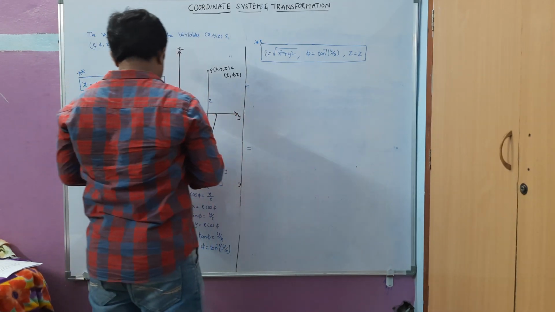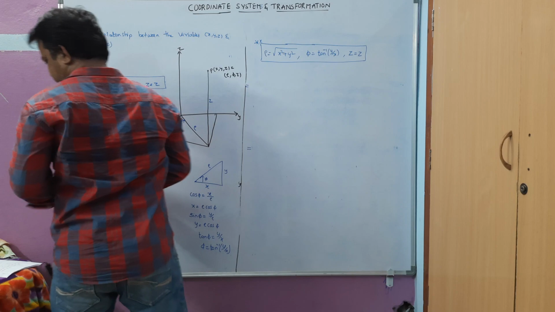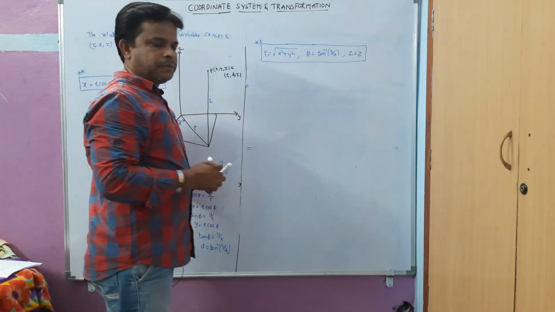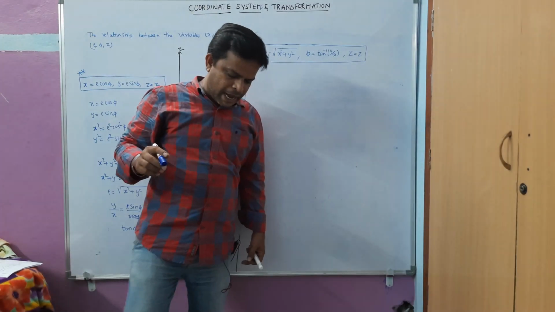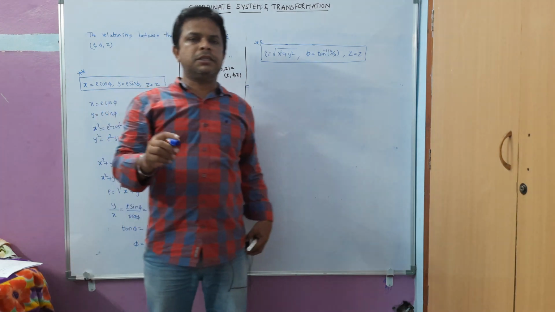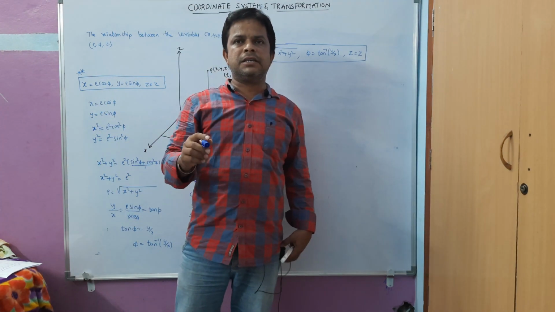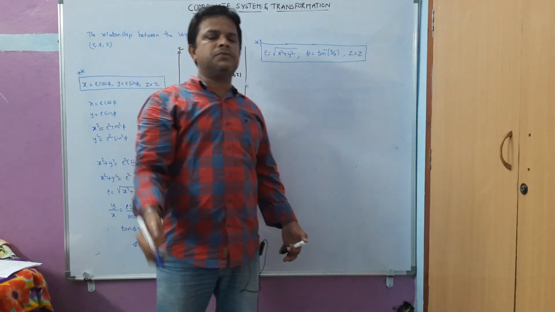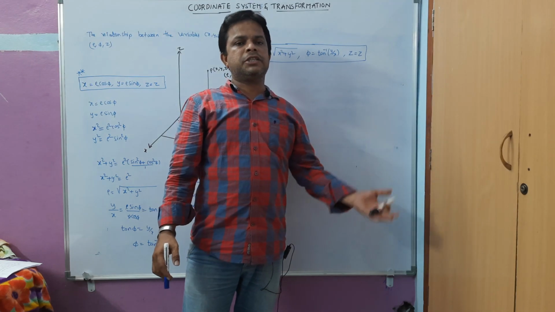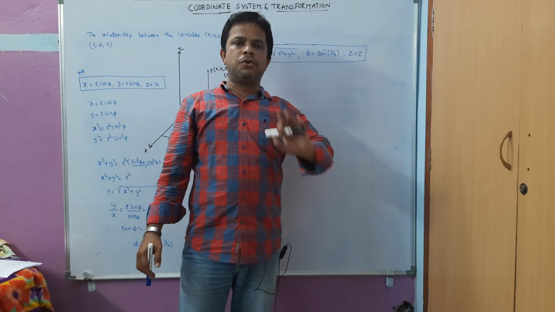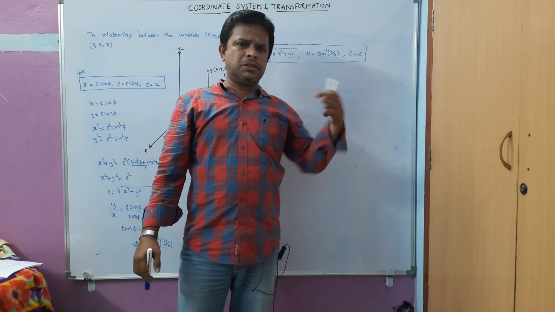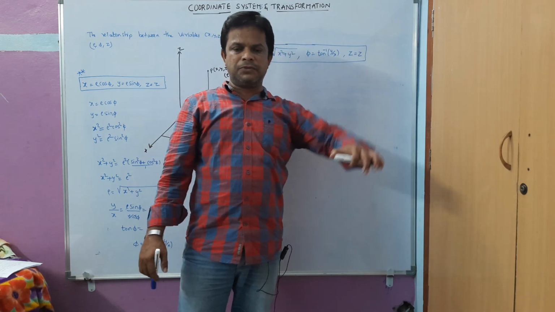Now we will go for the rectangular to cylindrical transformation. This is very important, as we have seen the Cartesian as well as the cylindrical coordinates. Now we have to transform x, y, z to rho, phi, z and rho, phi, z to x, y, z. Just now we have seen the relations, but now we have to transform.